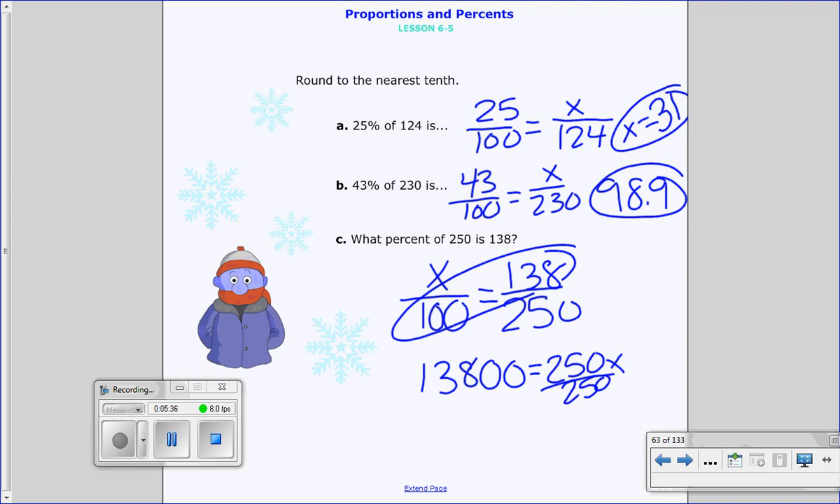And we're going to go ahead and solve for x by doing 13,800 divided by 250, and you get 55 and 2/10. Now remember, this is a percentage one because I asked what percent. So you need that percent sign at the end.